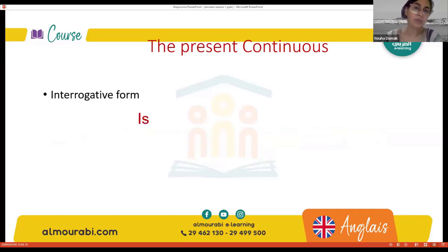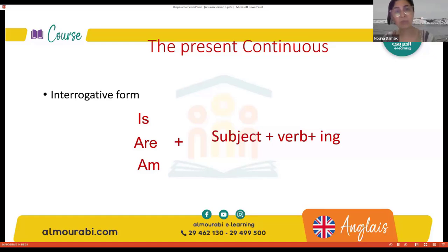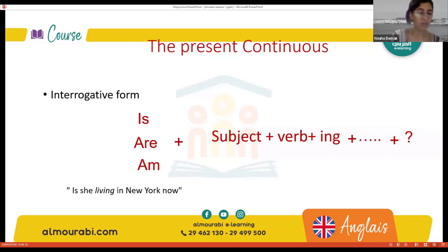Okay, the interrogative form. As I said earlier, we start with the auxiliary. And now, because we have two parts, we already have verb to be plus the verb. So we start with verb to be, okay? But now we move the subject between the verb to be and the main verb. So we start with is or are or am, and then we add the subject and then the main verb plus ing, plus the rest of the sentence and a question mark. So, is she living in New York now?